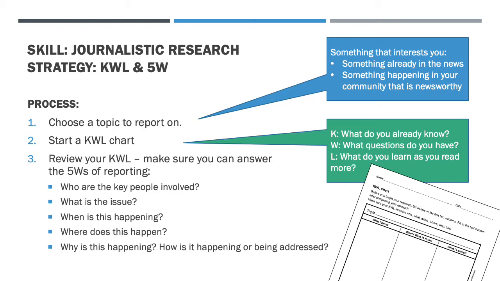In your journalistic research, you want to be able to inform your audience of the basics, the 5 Ws. Who are the key people involved? What is the issue? When is this happening? Where does this happen? Why is it happening, or how is it happening or being addressed? Make sure your KWL notes include each of these.